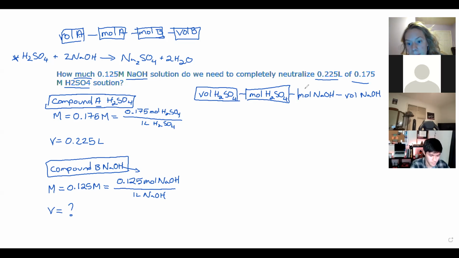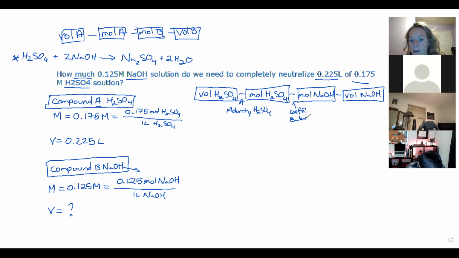Now, the intermediate steps, if you don't remember, let's just go ahead and fill them in. So how do we get from here to here? Remember, this is molarity. Specifically, we're going to use the molarity of H2SO4. The middle step, going from moles of one thing into moles of another, we do by using the coefficients from the balanced equation. And then the final step here is where we use the molarity of compound B, which is the NaOH.